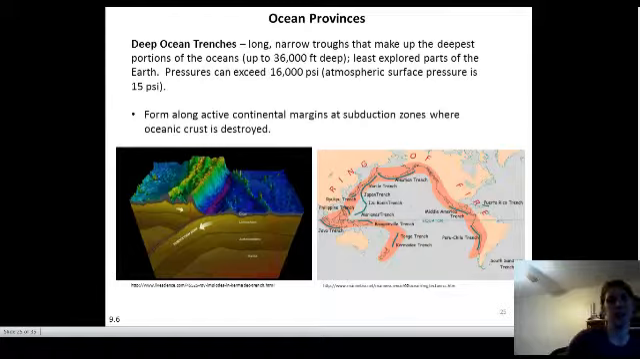And when we have these convergent plate boundaries, we get deep ocean trenches. These are long, narrow troughs that make up the deepest portions of the ocean, and they are the least explored parts of the Earth. Here, pressures can exceed 16,000 psi, and for contrast, atmospheric surface pressure is 15 psi. So this is 4 orders of magnitude higher pressure at these depths. These form along active continental margins at subduction zones where oceanic crust is destroyed. So these deep ocean trenches and subduction zones are actually what make up what's called the Ring of Fire, which is the area of highest volcanic activity on the planet.